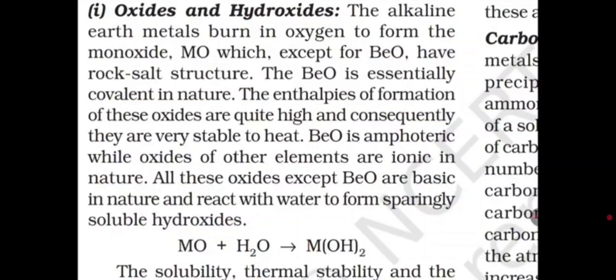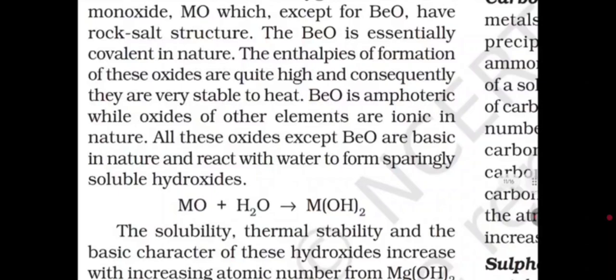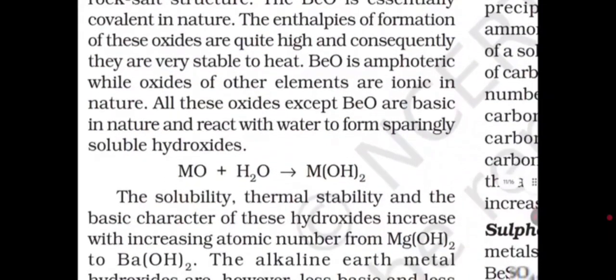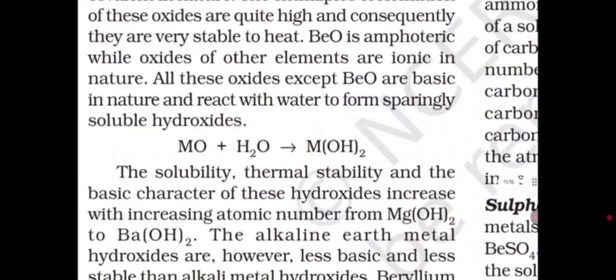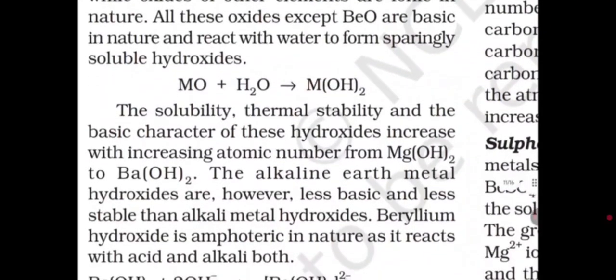First is oxides and hydroxides. The alkaline earth metals burn in oxygen to form the monoxide MO, which, except for BeO, have rock salt structure. BeO is essentially covalent in nature. The enthalpies of formation of these oxides are quite high and consequently they are very stable to heat. BeO is amphoteric, while oxides of other elements are ionic in nature.